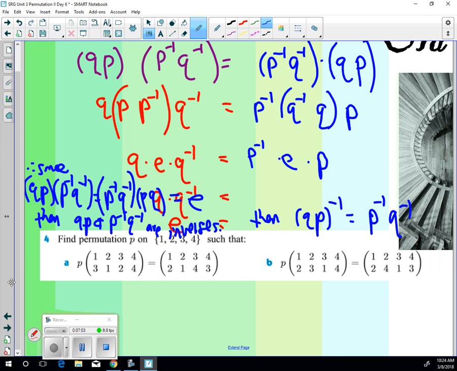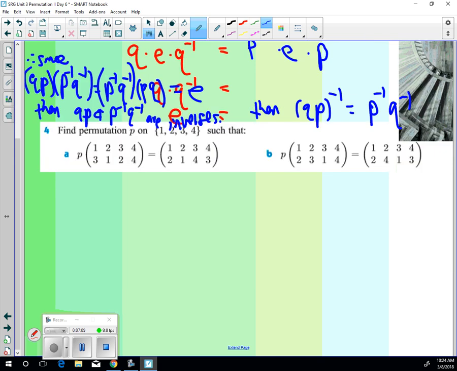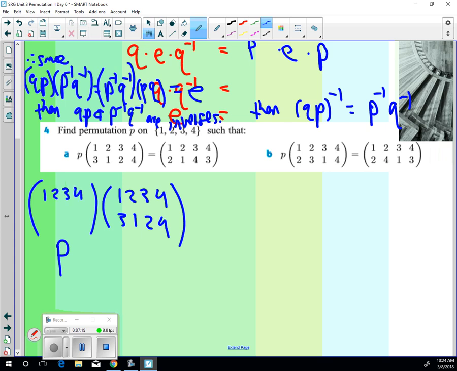Yeah, I think they're saying find out what this should be in order for this to work. So it's kind of thinking in reverse. Let's try this one. 1, 2, 3, 4, 3, 1, 2, 4. And then this is P, which is going to be 1, 2, 3, 4, and we've got to figure out what that is, to end up with 1, 2, 2, 1, 3, 4, 4, 3. Let's see if we can do it.